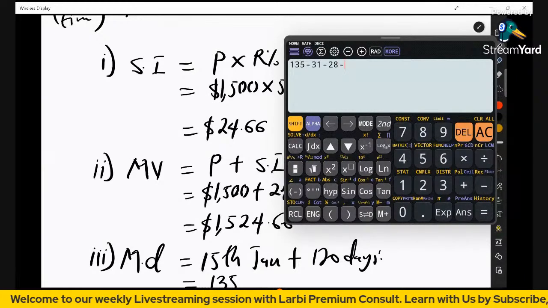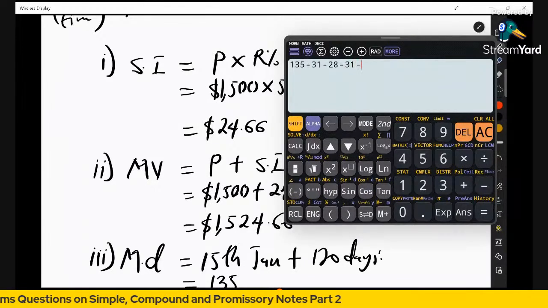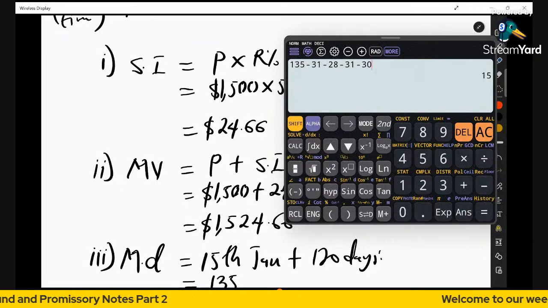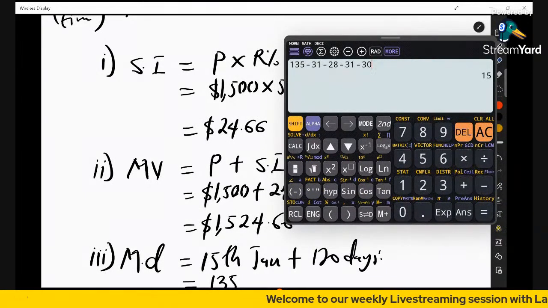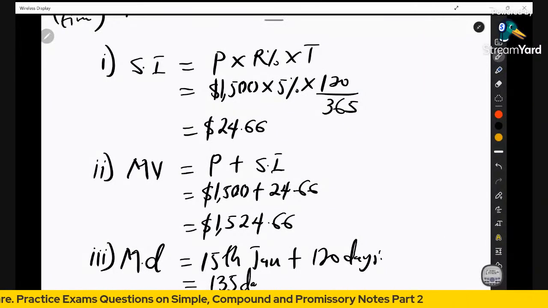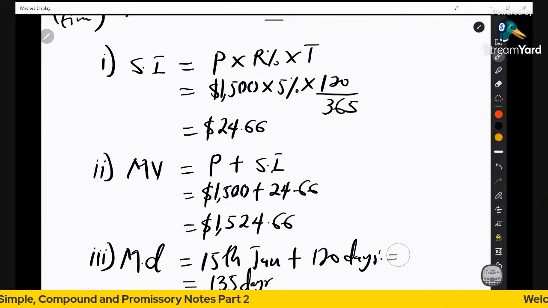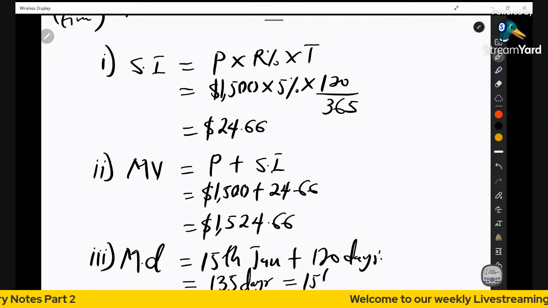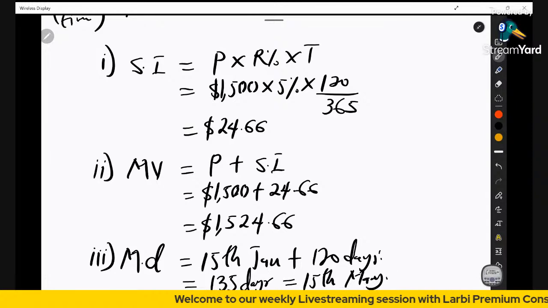Then from February, we move on towards March, which is 31. Subtract, and we are left with 45. From March, we move on toward April. April has how many days? Since we are using the normal days, April has 30 days, so subtract 30. Subtracting April's own from here, we are left with 15 days. So from April, move on towards May. This means that the due date, the maturity date for this transaction, is going to be 15th of May. Simple, and you are done.